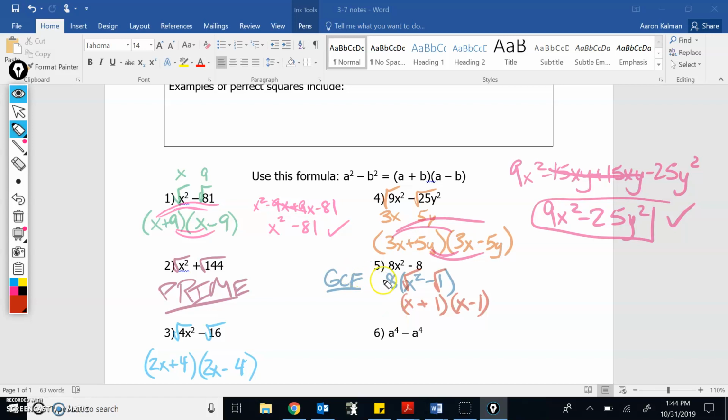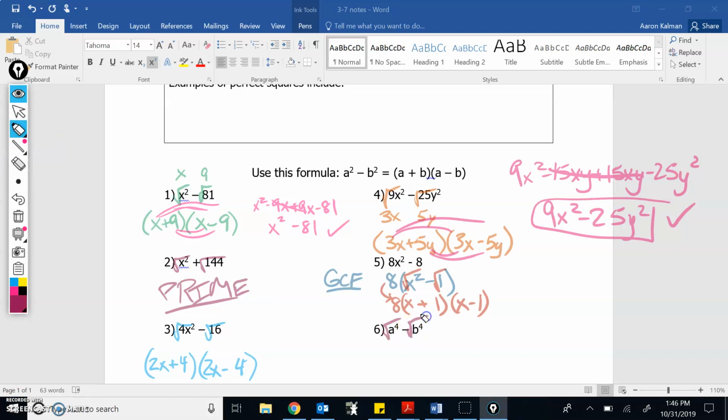Do not forget to bring down your GCF that you had in the beginning. Put that in front at the end of the problem. Because if you forgot it, if you did your distribution, you would not end back up with the 8x squared minus 8. You would get something totally different. Okay, so remember your GCF and check to see if after you take out the GCF, what you have left is still a difference of squares.